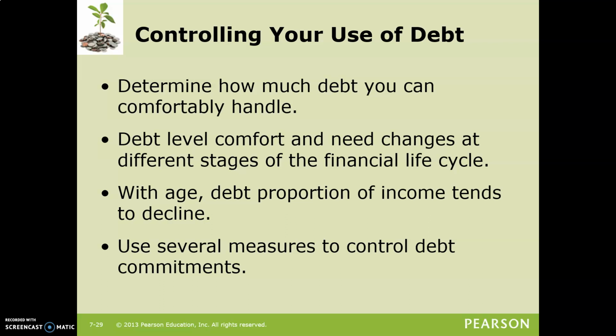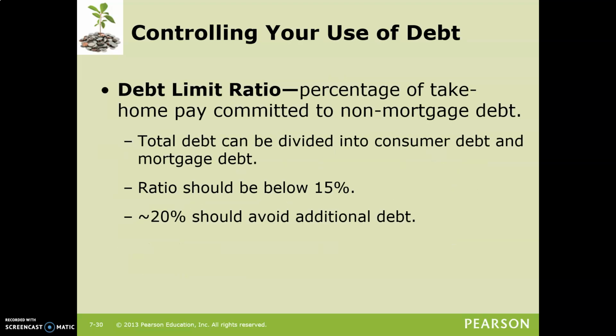With age, debt as a proportion of income tends to decline, and you can use several measures to control debt commitments. How do you control your debt? Debt limit ratio: the percentage of take-home pay committed to non-mortgage debt. Total debt can be divided into consumer debt and mortgage debt. The ratio should be below 15%. If you reach 20%, you should avoid additional debt.